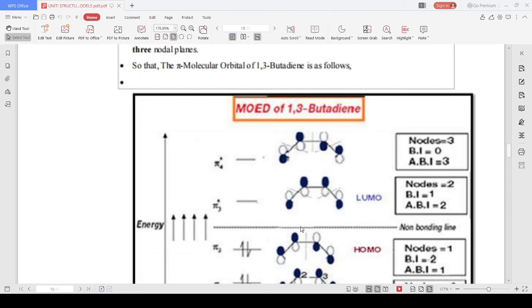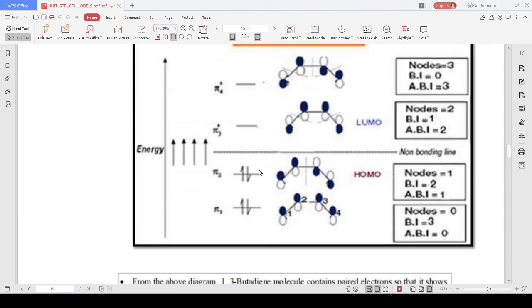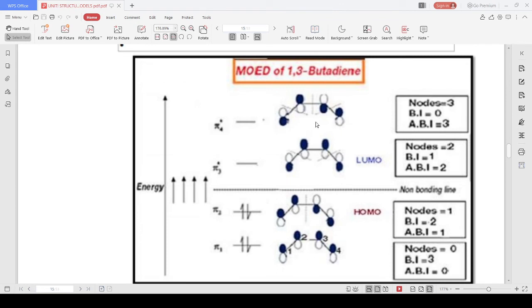Next one, HOMO, pi 2. Pi 2 means a bonding orbital with 1 node. So this side has one node and this side has no nodes. So HOMO. And pi 1 is bonding with 0 nodes, and the bond order indicated is 3. Carbons 1, 2, 3, 4. The upper side is the formation of pi electron bonding only. That is pi 1. So this is the structure, or the mode, of 1,3-butadiene.